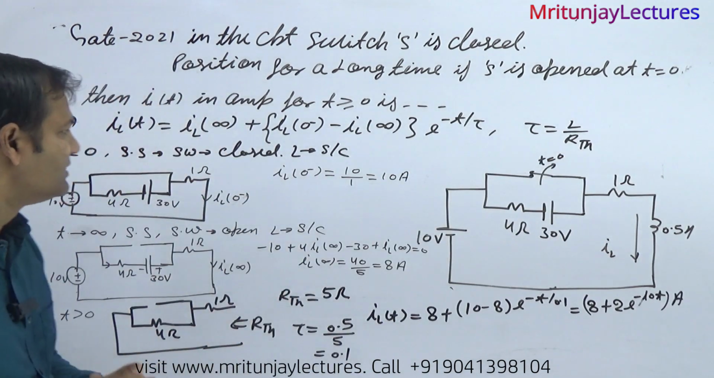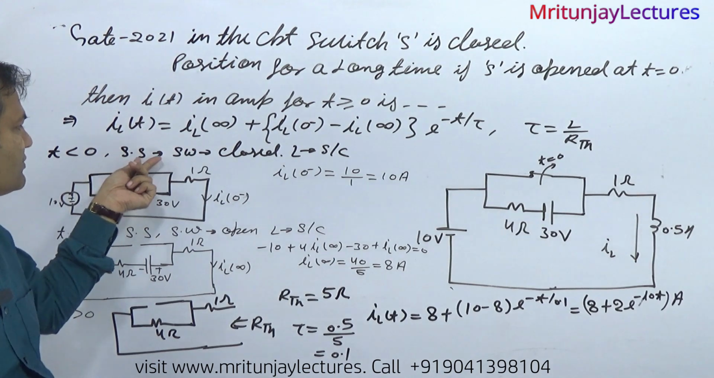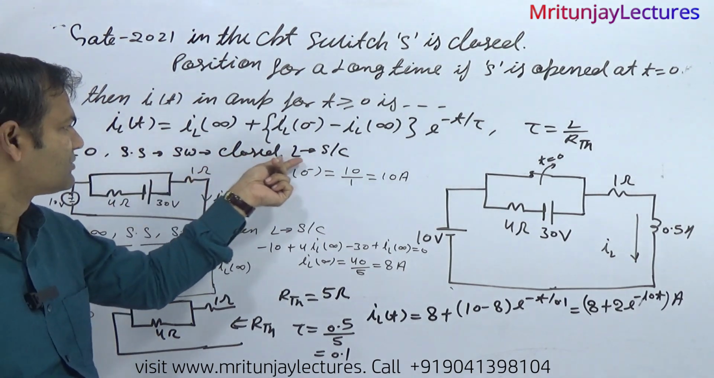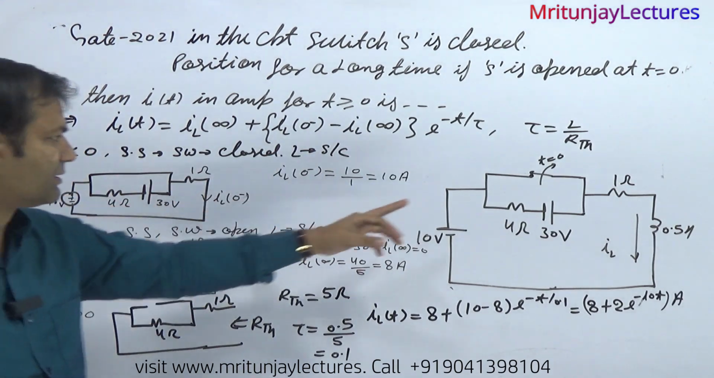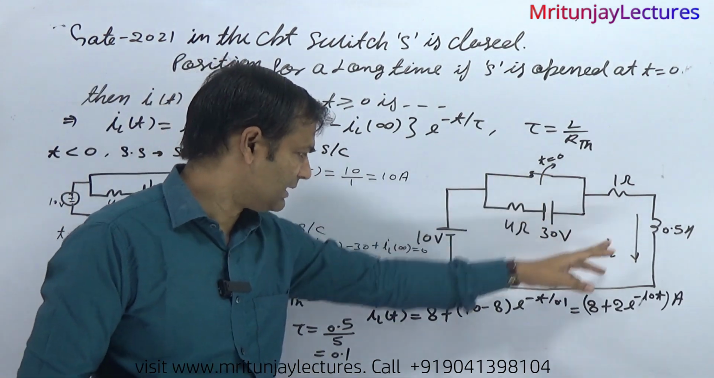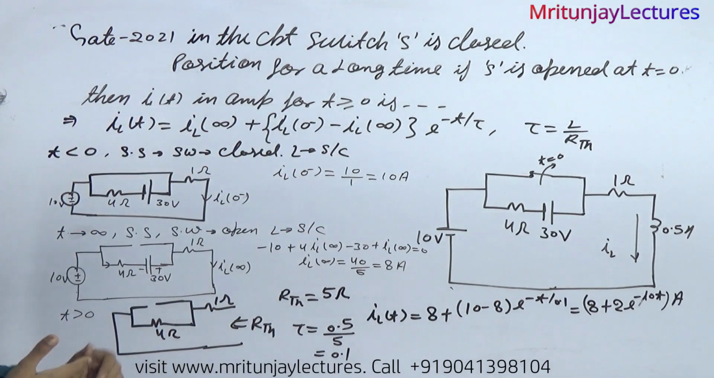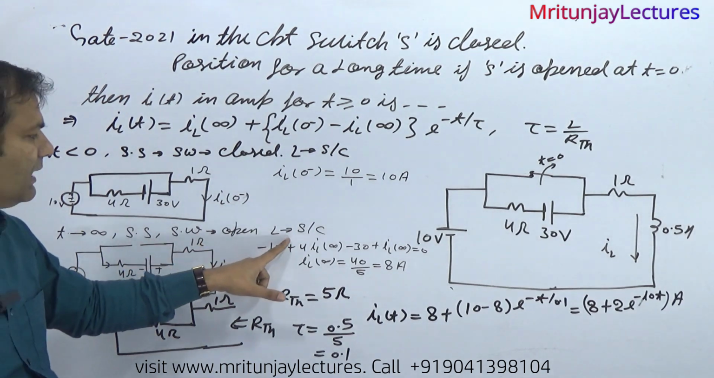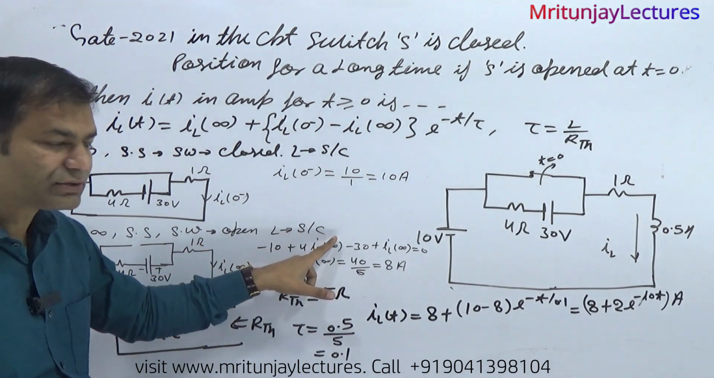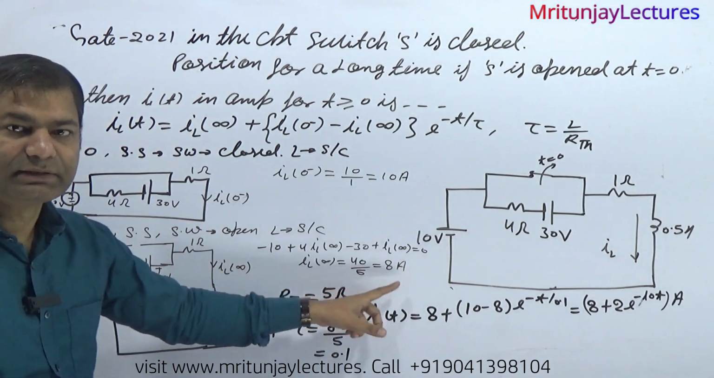So how can we determine these parameters? For t less than 0, steady state. At steady state, switch S is closed, and the inductor behaves as a short circuit. So make the circuit with the switch closed and determine i_L, that is 10 ampere. After t tends to infinity, at steady state switch S is open, and L behaves as a short circuit. Clear? Determine the current in the circuit like this.